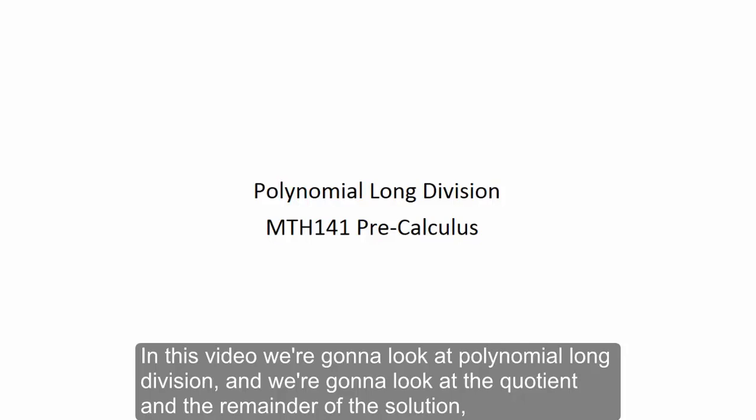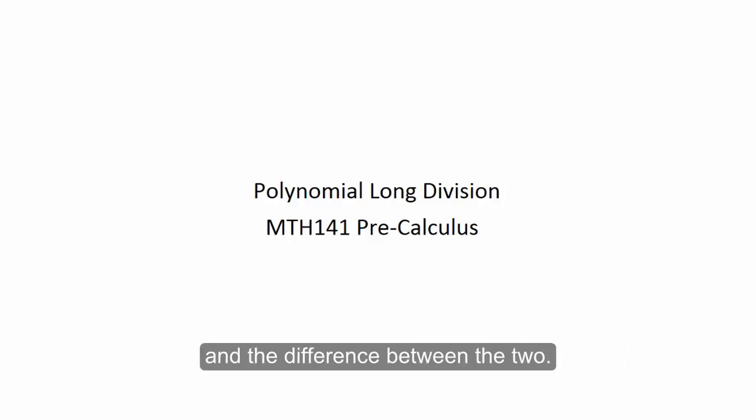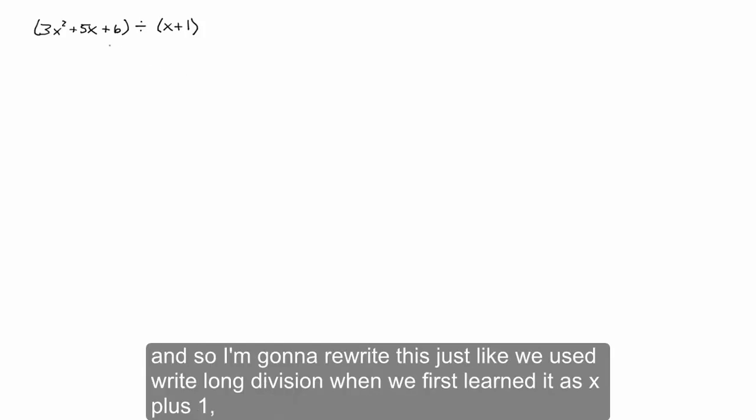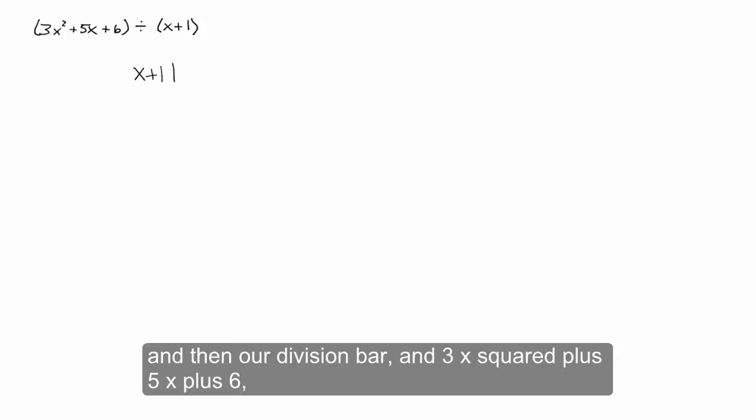In this video, we're going to look at polynomial long division, and we're going to look at the quotient and the remainder of the solution and the difference between the two. The first example, we have 3x squared plus 5x plus 6 divided by x plus 1. And so I'm going to rewrite this just like we used to write long division when we first learned it, as x plus 1 and then our division bar and 3x squared plus 5x plus 6.